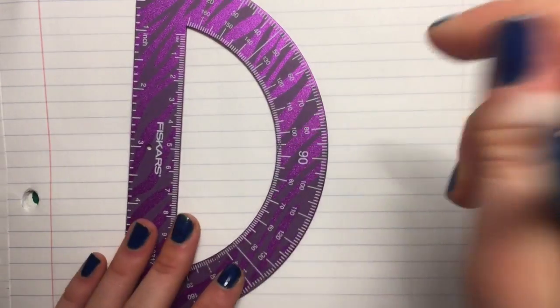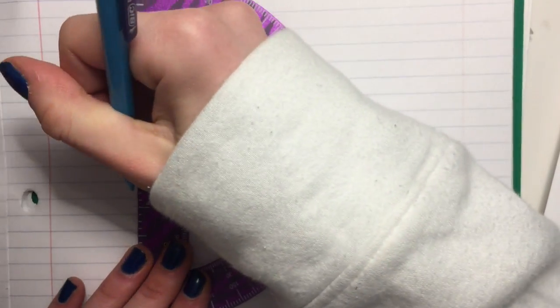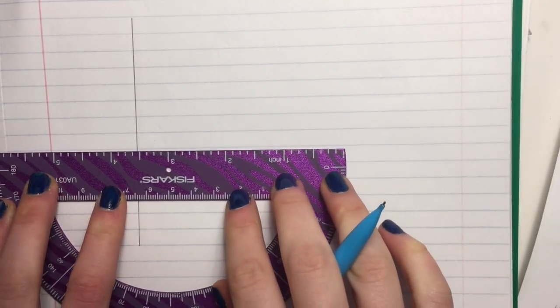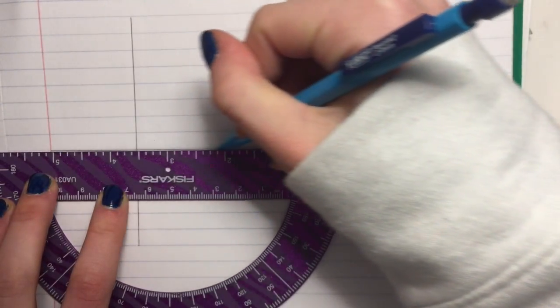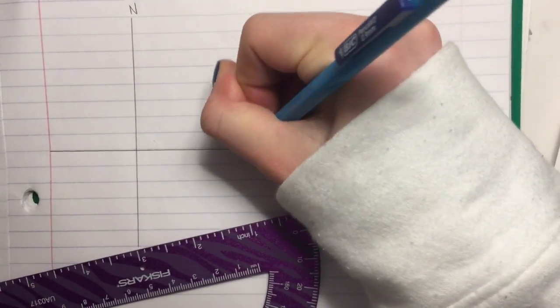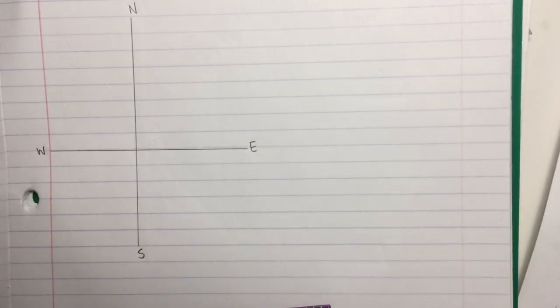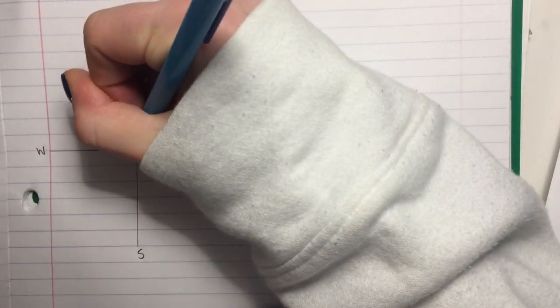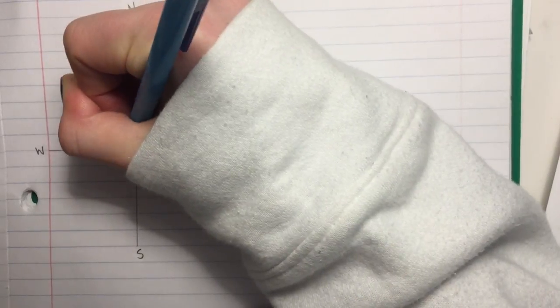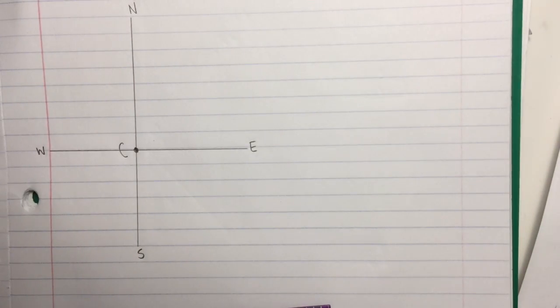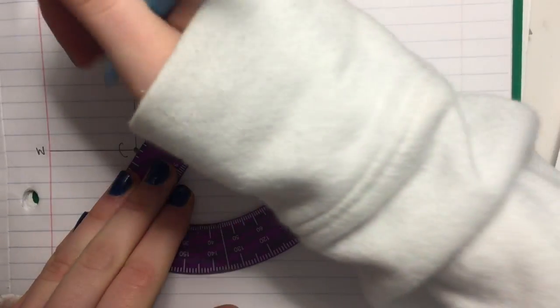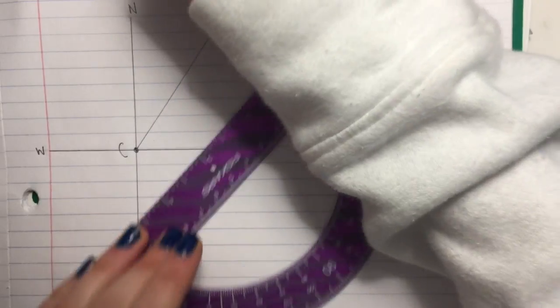Alright, for this problem, we first have to start out by drawing our compass, and label it north, east, south, and west. So it says two planes simultaneously take off from the same airport. So the airport can be here, and we can label that C.